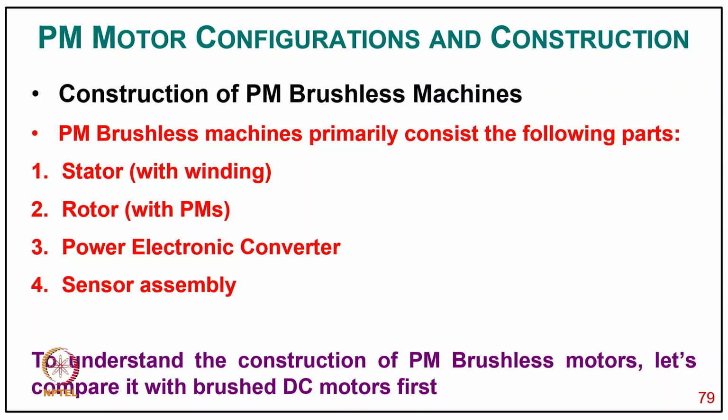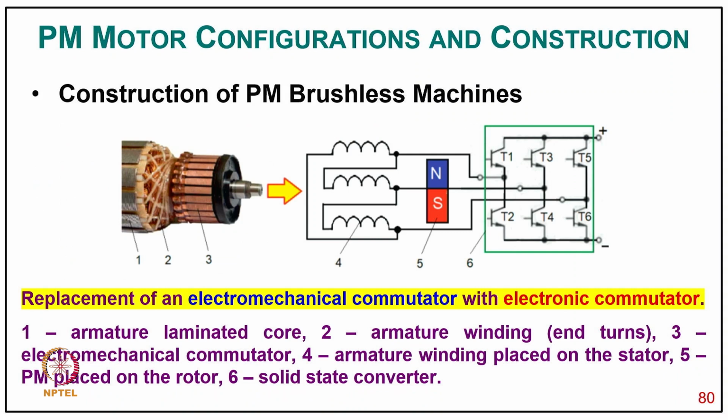Now coming to the typical construction of a permanent magnet brushless motor. It mainly consists of a stator with winding, a rotor with permanent magnets, a power electronics converter and a sensor assembly. To understand the construction, let's compare it with the brush DC motor. Here it is a brush DC motor, and on the right side is a permanent magnet brushless DC motor, where the commutation here is mechanical commutation, and here it is electronic commutation.